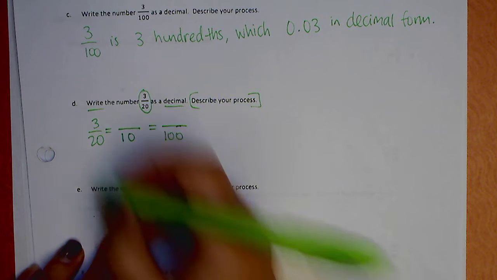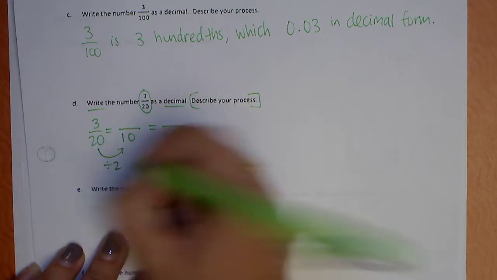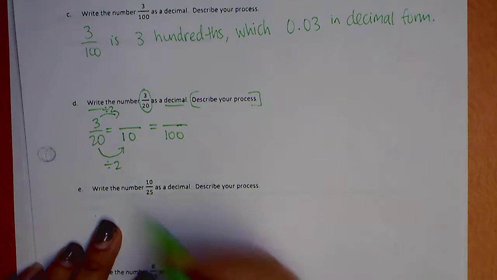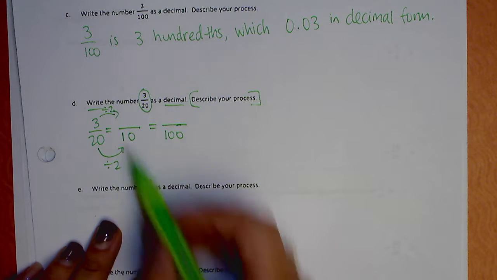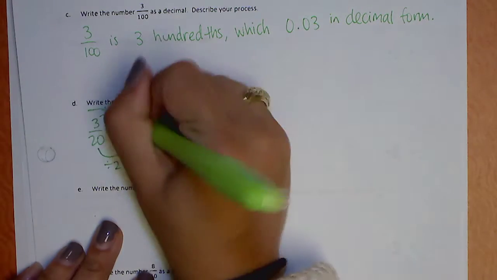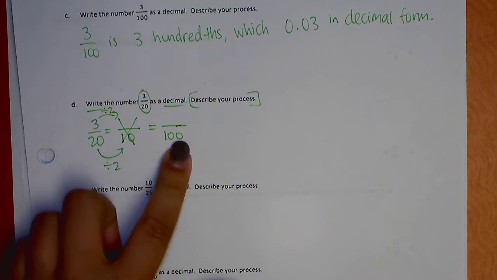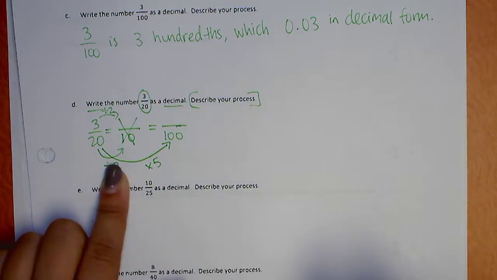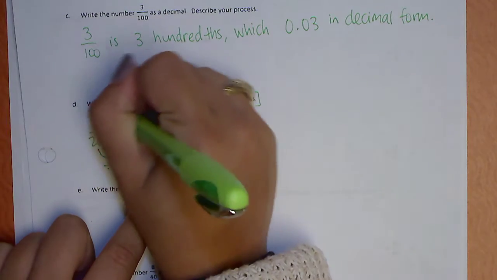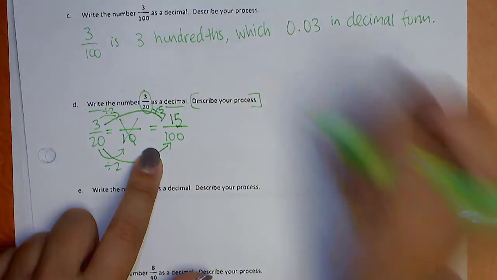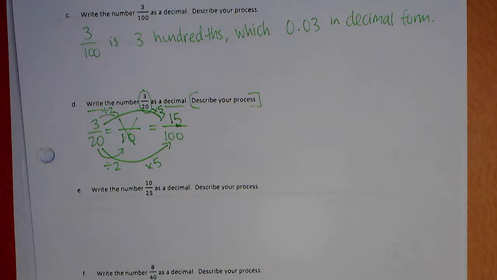You might have already noticed I can divide by 2 from 20 to 10, which means I could divide by 2 from 3 to whatever this number is going to be. But that just gives me a weird 3/2 thing that doesn't really work. So we're not going to do this one. If I'm trying to get to 100, I know from 20 I can multiply by 5. So that means from 3 I can multiply by 5. 3 times 5 is 15. So 3/20 is the same thing as 15 hundredths.